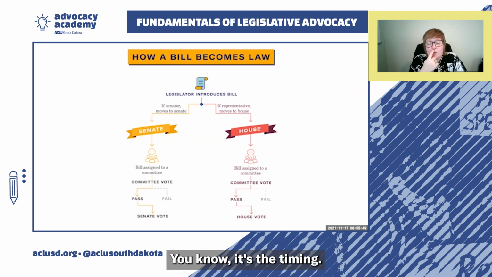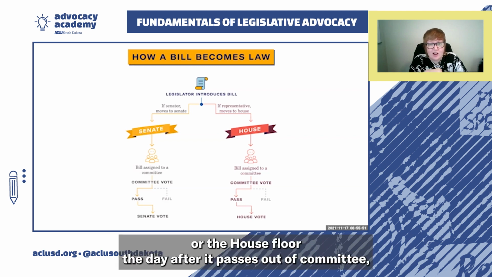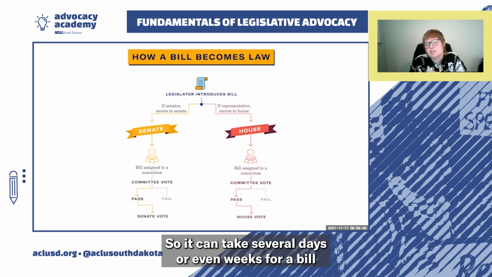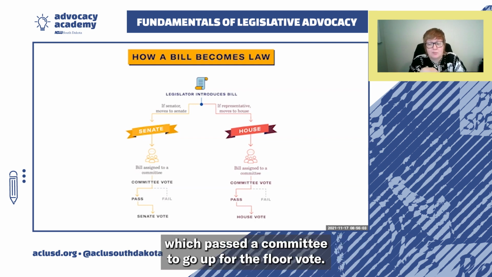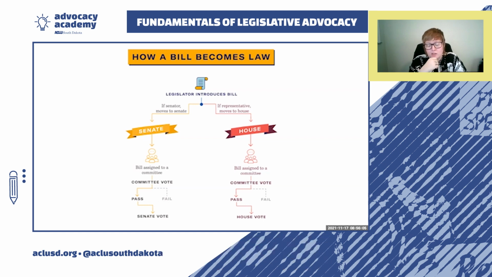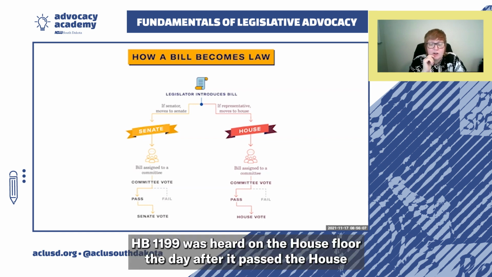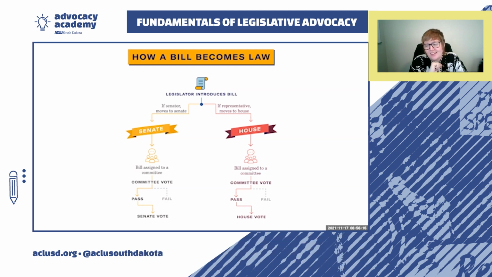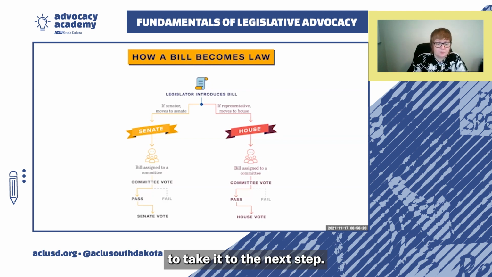To speak to timing, a bill can be up for a vote on the Senate or the House floor the day after it passes out of committee, though the leadership in either chamber gets to decide exactly when. So it can take several days or even weeks for a bill that's passed a committee to go up for the floor vote. HB 1199 was heard on the House floor the day after it passed the House State Affairs Committee, and it was voted 57 for and 12 against. Well over the threshold to take it to the next step.